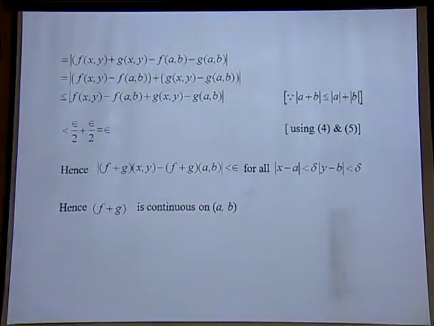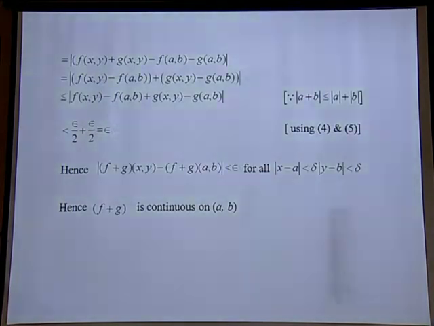Now, opening the bracket, we got f of x y plus g of x y minus f of a b minus g of a b, and now we are taking together f of x y minus f of a b and plus g of x y minus g of a b. Now, applying the inequality that modulus of a plus b is less than or equal to modulus of a plus modulus of b, this is less than or equal to modulus of f of x y minus f of a b plus modulus of g of x y minus g of a b.